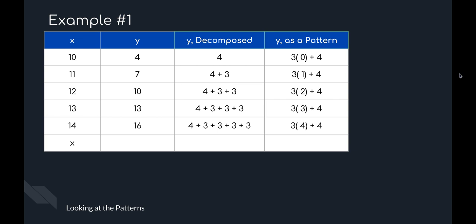Just as in previous videos, we now want students to make a connection between the number of addends and the value of x. When x is 10, we have no addends. When x is 11, we have one addend. When x is 12, we have two addends, and so on.